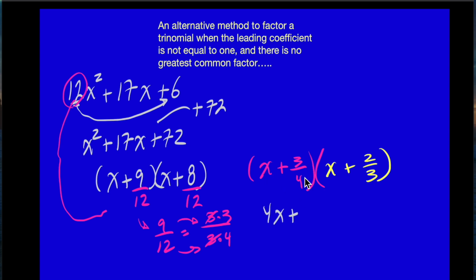4 times 3 over 4, the 4's cancel out. Here, we're going to multiply that by 3 and that by 3. We're going to end up with 3x plus 2 because these 3's will cancel out. Quickly checking, if we FOIL, 12x squared plus 9x plus 8x is 17x, and 3 times 2 is 6.